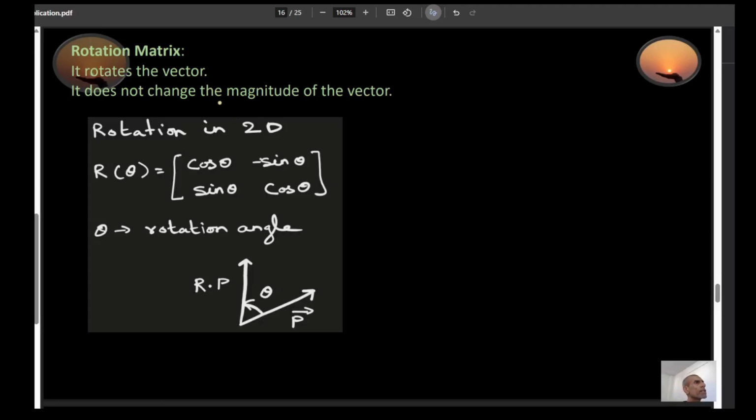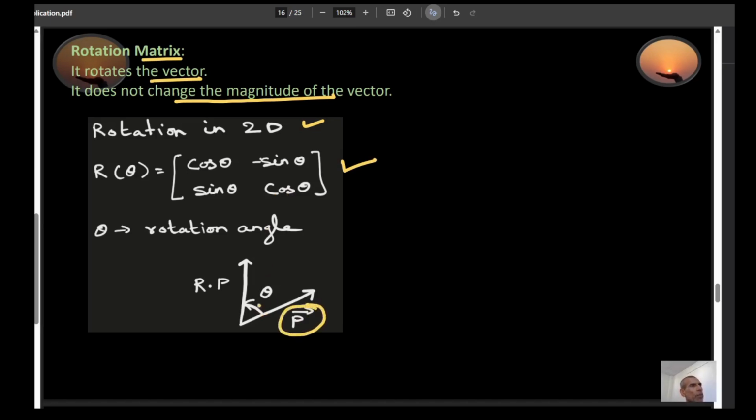Now let's take a look at an example of a rotation matrix. A rotation matrix rotates a vector. It does not change the magnitude of a vector. So let's say you want to do rotation in 2D. Your rotation matrix will look something like this. This is saying R theta equals cos theta, minus sine theta, sine theta, cos theta. Theta is the angle by which you're rotating a vector.